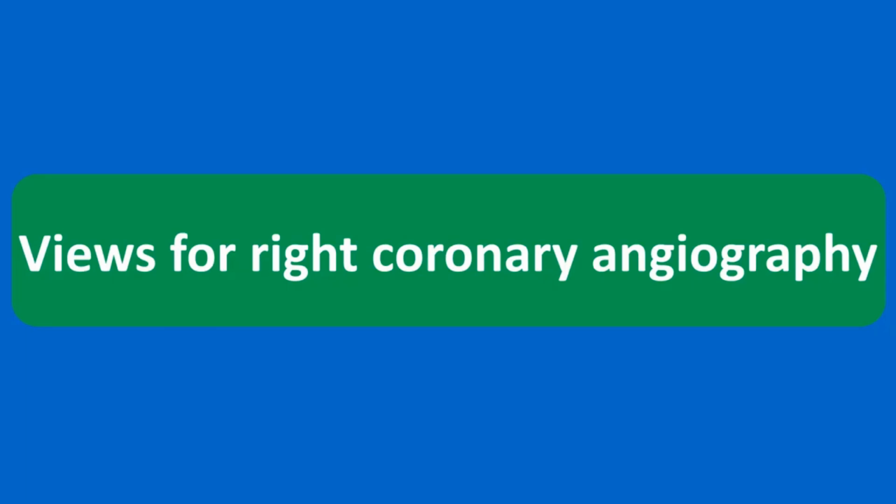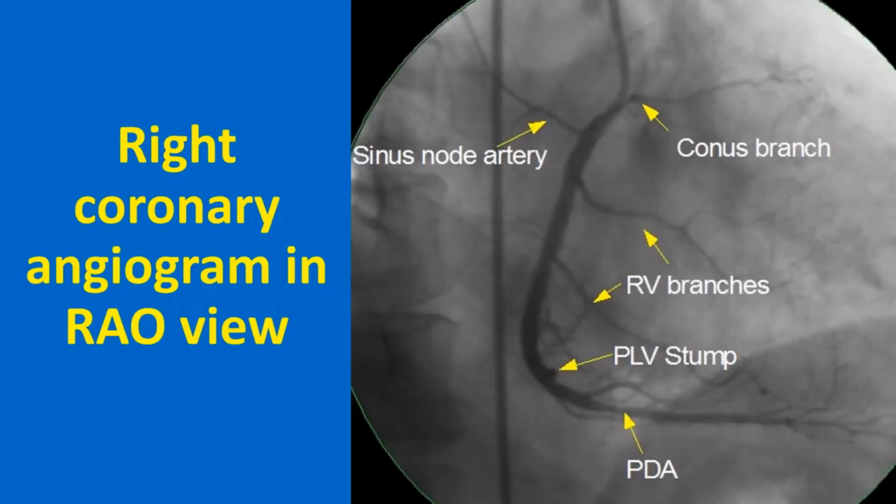Now we will move on to views for right coronary artery. RAO view shows the conus branch and sinus node artery in opposite directions as seen in this image. Right ventricular branches and posterior descending artery are seen well. Multiple septal branches can be seen arising from the PDA. PDA has a mild lesion in the proximal portion.